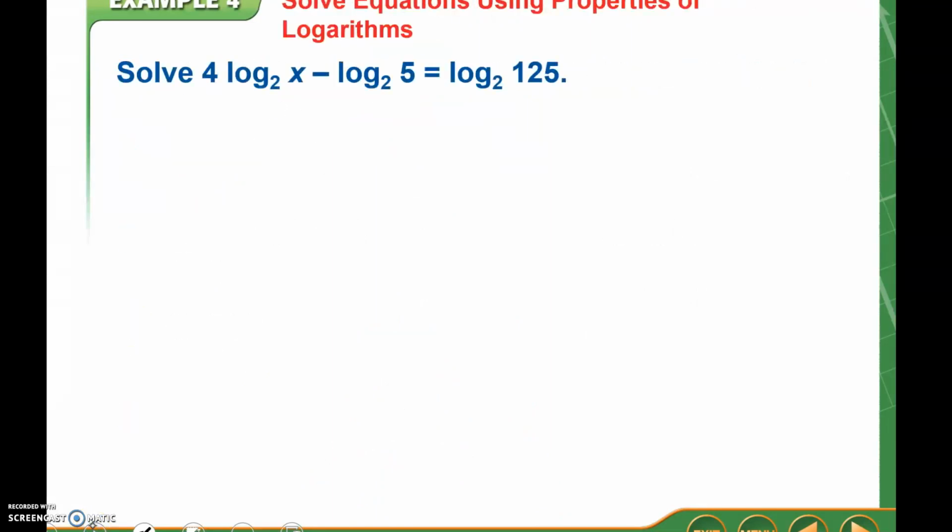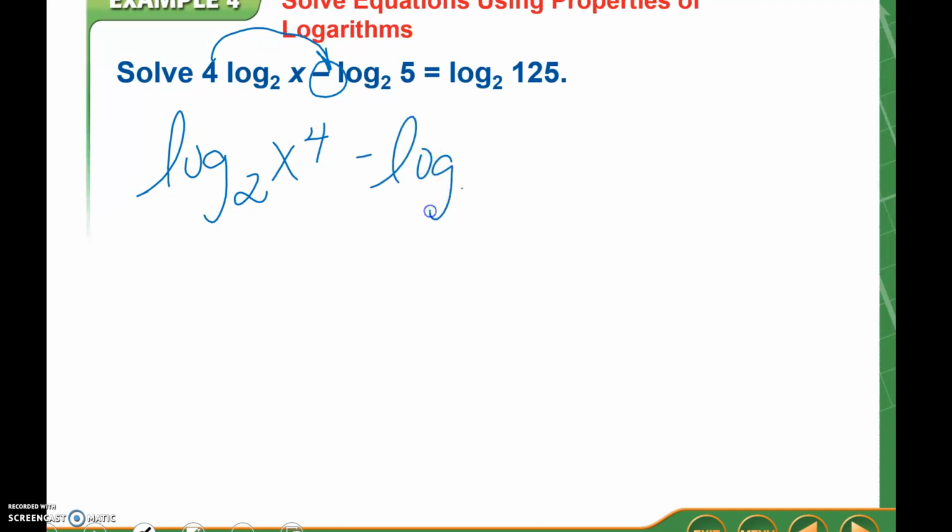So let's look at solving these, using all of our methods. When we see subtraction, we should think quotient. Any numbers out front, I'm going to move to powers. So I could rewrite this as log base 2 of x to the 4th minus log base 2 of 5. We know how to solve these if I have just one log on one side, so our goal is to get that. And then we have subtraction here.